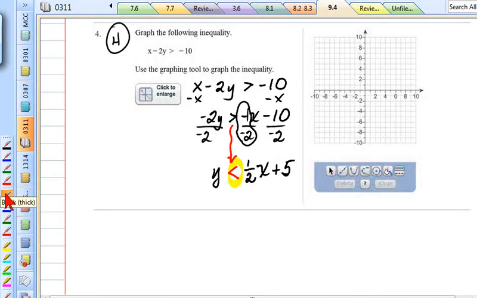Anytime you divide both sides of an inequality by a negative number, the inequality symbol reverses. It's the only time.